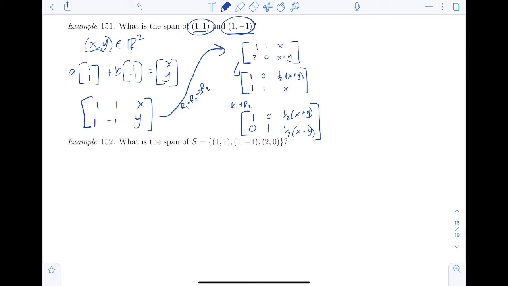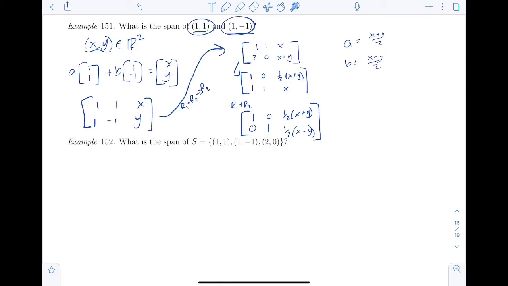So what does this actually say? This gives me a unique value for A, which is x plus y over 2, and a unique value for B, which is x minus y over 2. So which can I make? Well, the answer is any of them, right? You pick any x and y, then the value a and the b will give you this linear combination of these two vectors that will give you that x and y that you want.